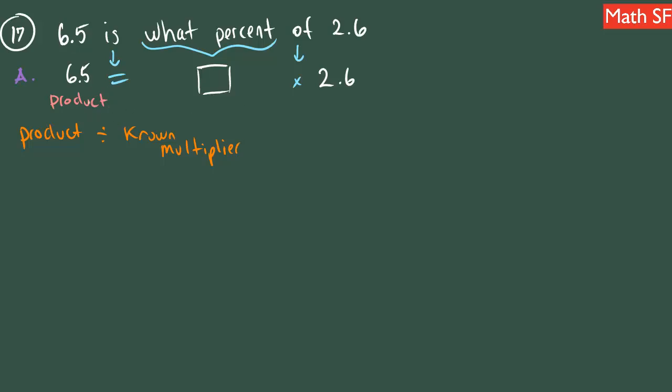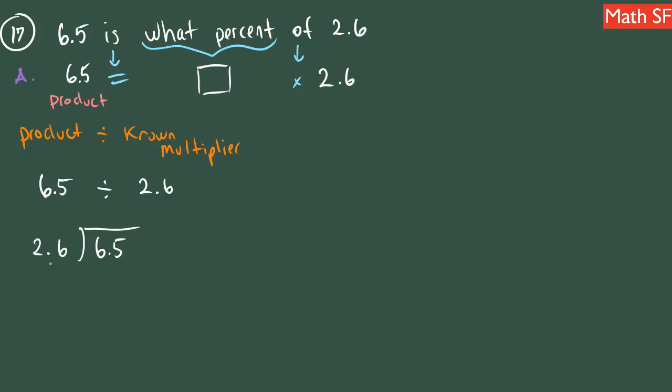But who is the product? Well, because we label it, this tells you that this is the product divided by the given multiplier 2.6. We'll have to divide them, but they're decimals, so we have to use long division. One way that you can remember is the product always goes inside, so it will be 6.5 and it will be 2.6.